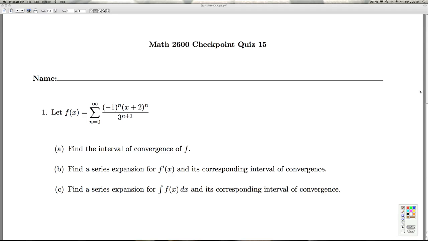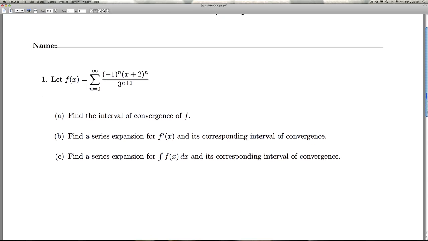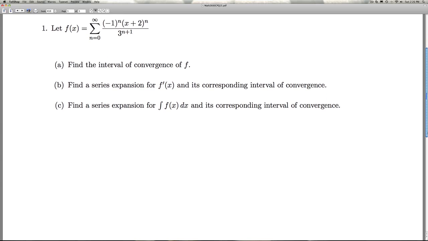Hi folks, this is Calc 2, Checkpoint Quiz 15. We're given a function f of x represented as a power series, and in part A we're asked to find the interval of convergence of that power series. In other words, we're looking for its domain.